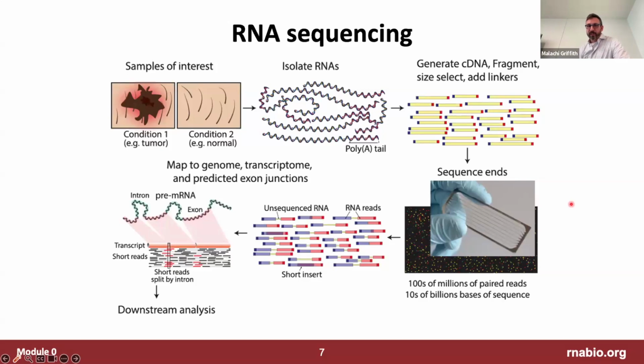Okay, so this is at a really high level what an RNA-seq experiment looks like in terms of data generation. We start with some samples of interest, could be 2, could be 10, could be hundreds. We generally have some conditions of interest, so we have 2 or more groups that we're hoping to compare to each other, or a time course or other variable that we're interested in. We take those samples, essentially piles of cells, and isolate RNA from them, generally a total RNA isolation. We then generate cDNA from that RNA, fragment it, size select it, and add linkers that allow us to do sequencing. And then the sequencing is done on some kind of massively parallel platform.